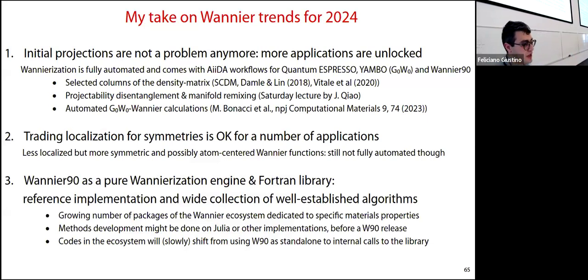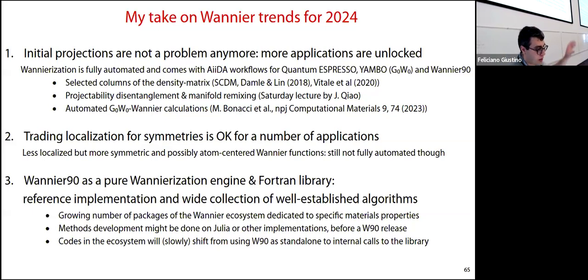So what are the trends, I think, for Wannier functions for the future? We have seen the initial projections that used to be the bottleneck of the Wannierization are not a problem anymore. Many more applications are unlocked, and all these automated Wannierization methods come with a fully automated AiiDA workflow. So it should be easier now for users to calculate Wannier functions, let's say, in a fully automated way without much effort.